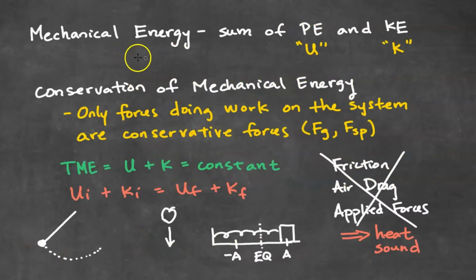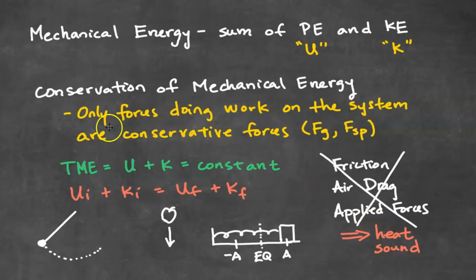Mechanical energy refers to potential and kinetic energy. By the way, for potential energy we sometimes use the symbol capital U, and for kinetic energy we sometimes use the symbol capital K. Mechanical energy is conserved when the only forces doing work on the system are conservative forces. Examples of conservative forces are gravitational force and spring force. Just a quick reminder of non-conservative forces: those would be forces like friction, air drag, or applied forces, because these forces transfer some of the energy into heat and sound energy.